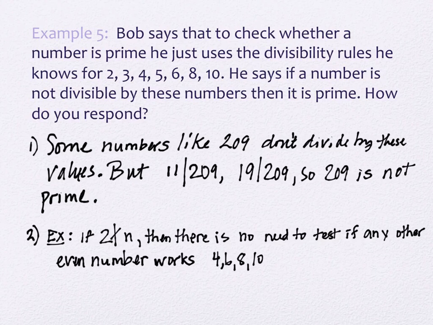So in some ways, it fails because it's not comprehensive enough, right, like with 209. And in some ways, it fails because it's unnecessary computations. It's busy work as well. Does that make sense?